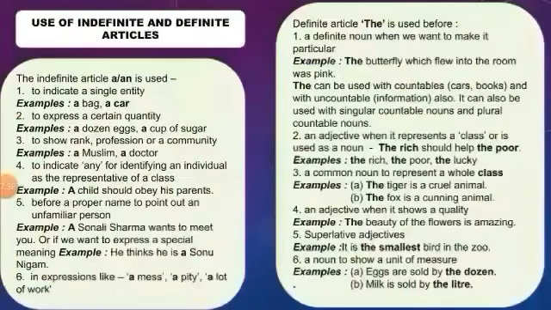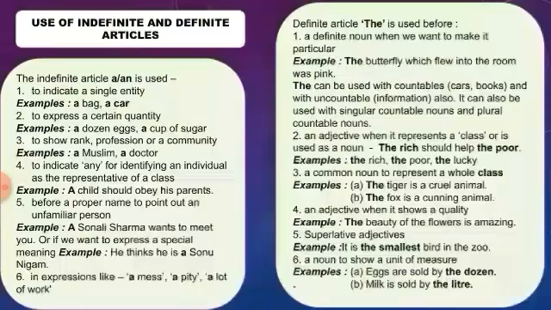Use of indefinite and definite articles. So now students, look, there are two pictures. So first here the indefinite article a or an is used. Now where can we use a or an? So first, to indicate a single entity. For example, a bag, a car. So here it's single, so we can use the article a, or you can also use an. If you want to indicate a single entity, we can use a or an.